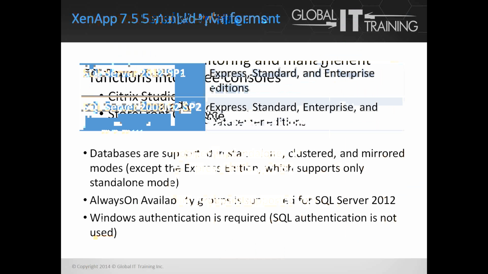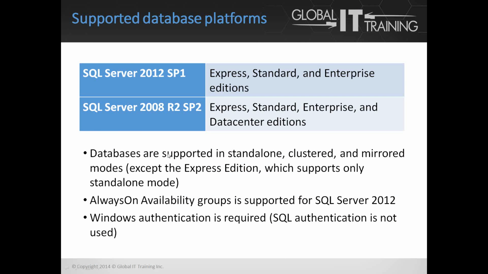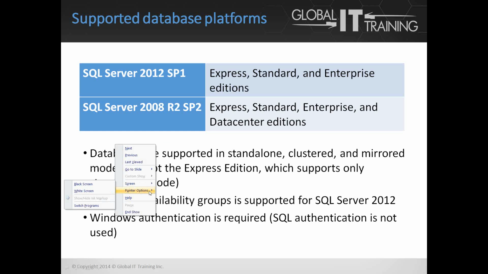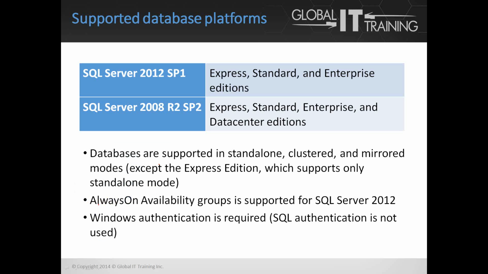And when we're looking at these, the database, and this is the important part, the change that you will see between XenApp 6.5 and 7.5 is the database. Previously, you were allowed to use Oracle. Now, we can no longer use Oracle. Now we're just going to be using the Enterprise Edition SQL Server 2012 Service Pack 1 or 2008 R2 Service Pack 2. And which version you use is going to make a difference on what you have for the high availability in your system.